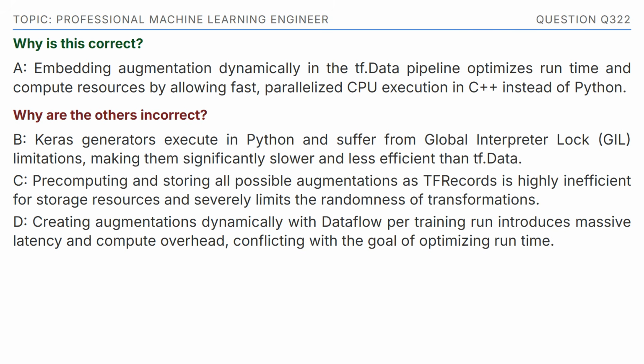Why are the others incorrect? B. Keras generators execute in Python and suffer from global interpreter lock, GIL, limitations, making them significantly slower and less efficient than TF data. C. Pre-computing and storing all possible augmentations as TF records is highly inefficient for storage resources and severely limits the randomness of transformations. D. Creating augmentations dynamically with Dataflow per training run introduces massive latency and compute overhead, conflicting with the goal of optimizing runtime.